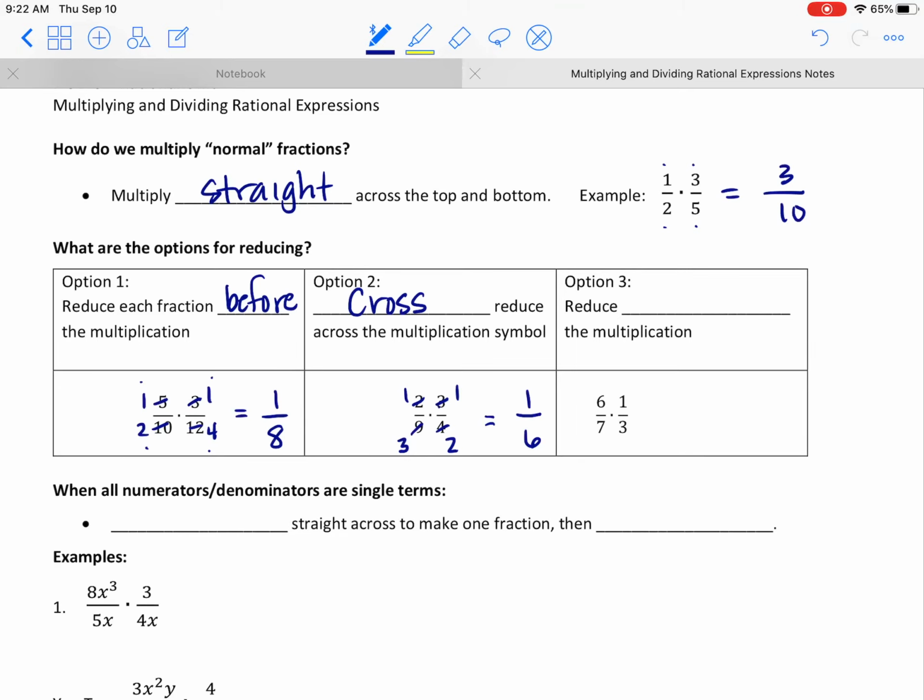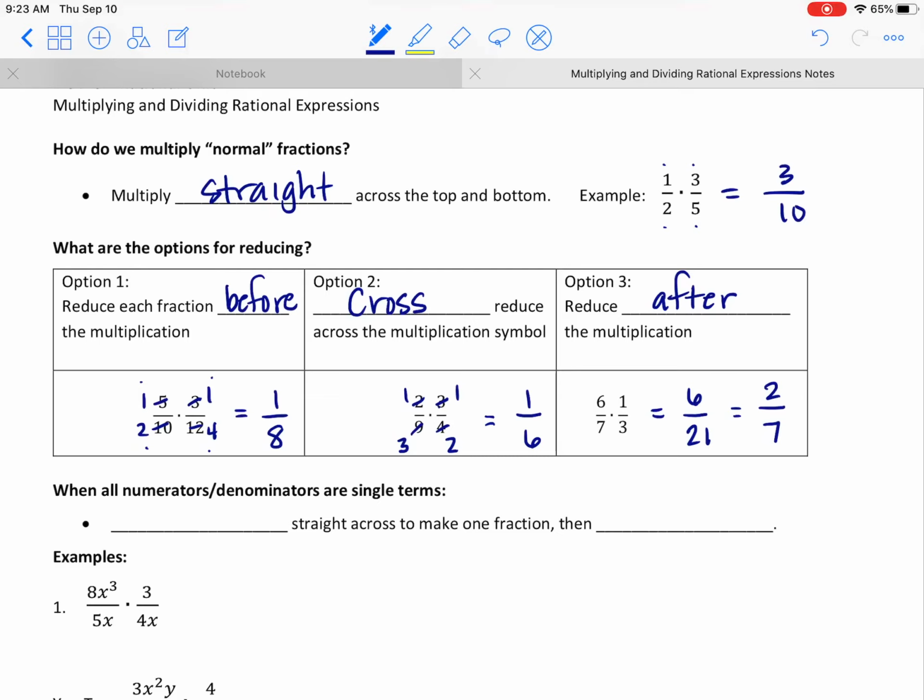Now the other option is not to do any reducing. The other option is to go ahead and multiply straight across the top, straight across the bottom, and then if we're left with something that's reducible, reduce. So we're also allowed to reduce after the multiplication. And so like here, I notice I can reduce 6 and 3, but maybe I just don't want to do it, or maybe you didn't notice it. So 6 times 1 on the top would be 6, 7 times 3 on the bottom would be 21, and now we have a numerator and denominator that are both divisible by 3. So if I divide the top by 3, I end up with 2. If I divide the bottom by 3, I end up with 7. So 2/7 would be our resulting answer.